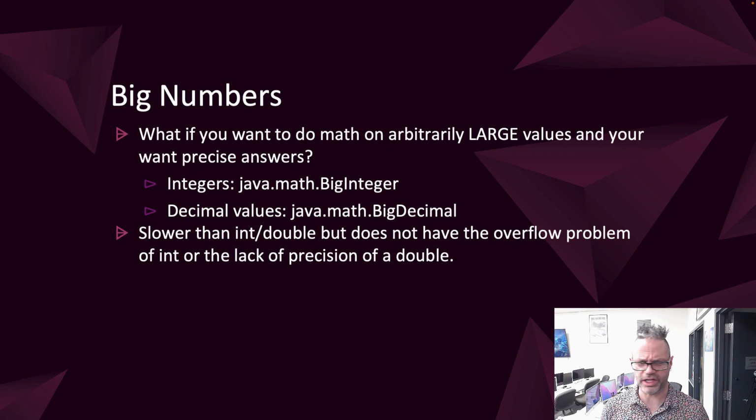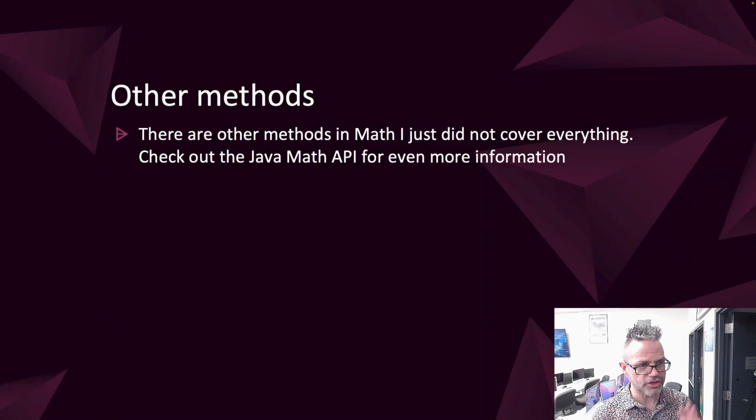It is a little bit slower than int and double types, but you don't have an overflow problem like you have inside int, and you don't have a lack of precision, which is, oh my gosh, so important when you're actually doing real calculations. So if you want to do big number calculations, java.math.BigDecimal or java.math.BigInteger can solve that for you. Great for science projects.